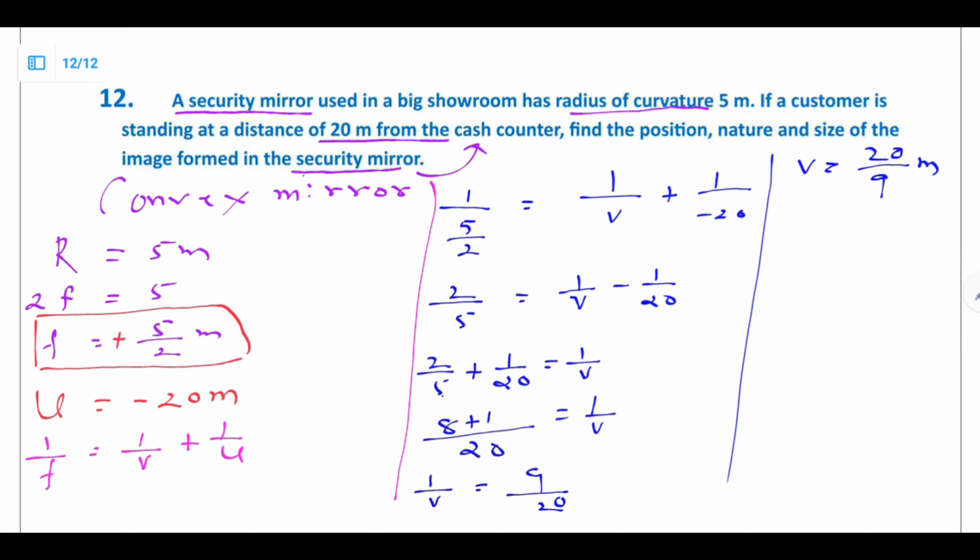So you are asking what is the position, nature and size of the image formed here. It is not possible to find the size of the image because we don't know the size of the object here, but you can write an approximate value. So let me first of all find the nature of the image. For this you have to find the magnification. The magnification m equals to minus v by u.